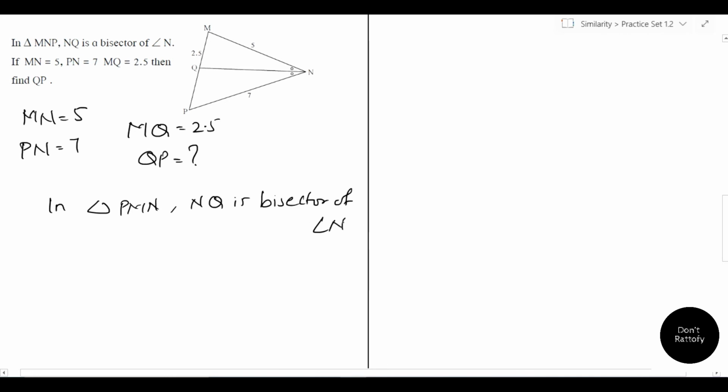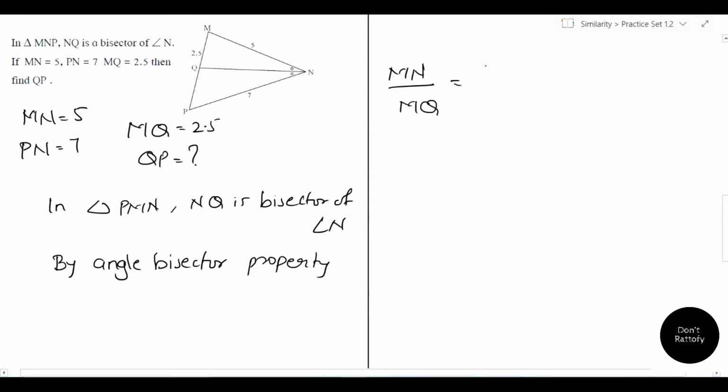NQ is the bisector of angle N, right? We have been given in the question that in triangle MNP, NQ is the bisector of angle N. So by the angle bisector property, can I say that MN upon MQ is equal to NP upon QP? Okay, so we'll do it here.